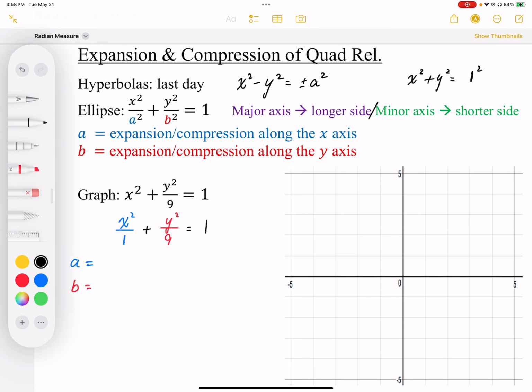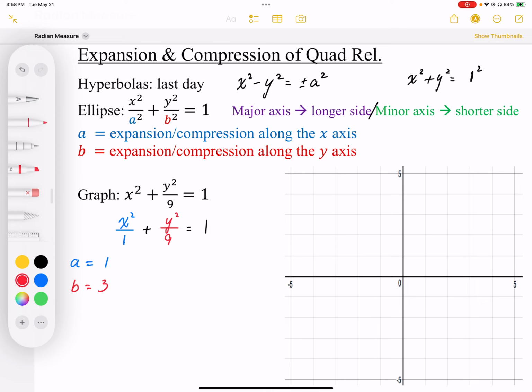So to do this, I first take that x squared plus y squared over 9 equals 1. And I'm going to put that over the x squared over 1. And that 1 represents the a squared value. That makes the a value equal to 1. The y squared over 9 makes b squared equal to 9, which makes the b value equal to 3.